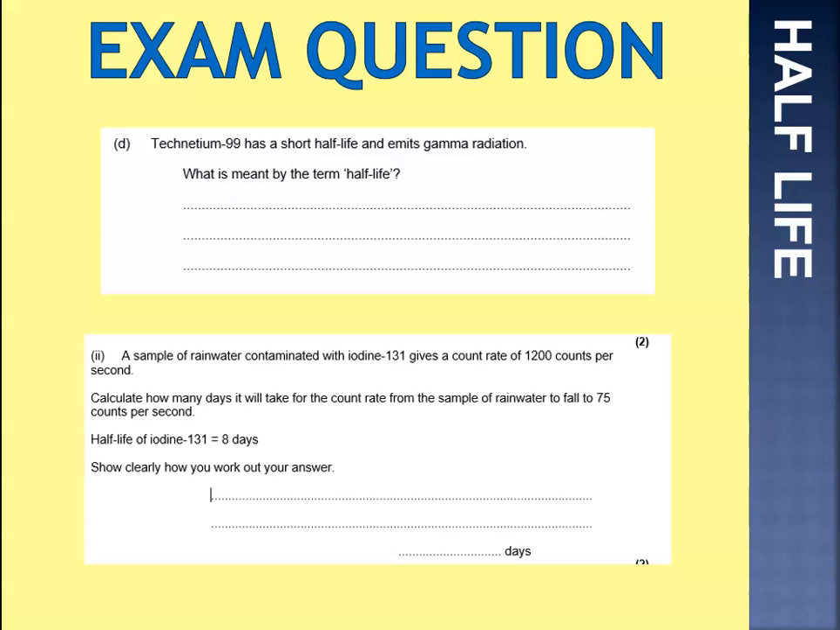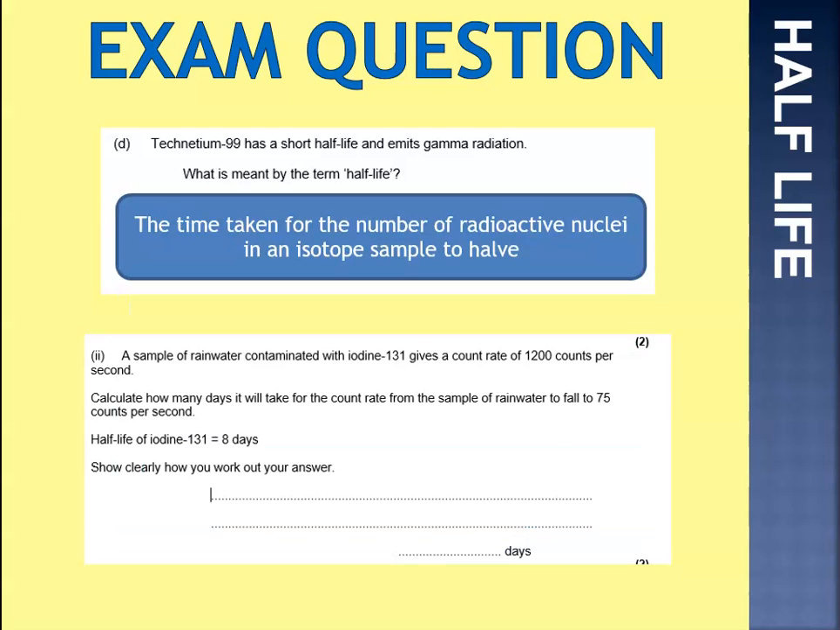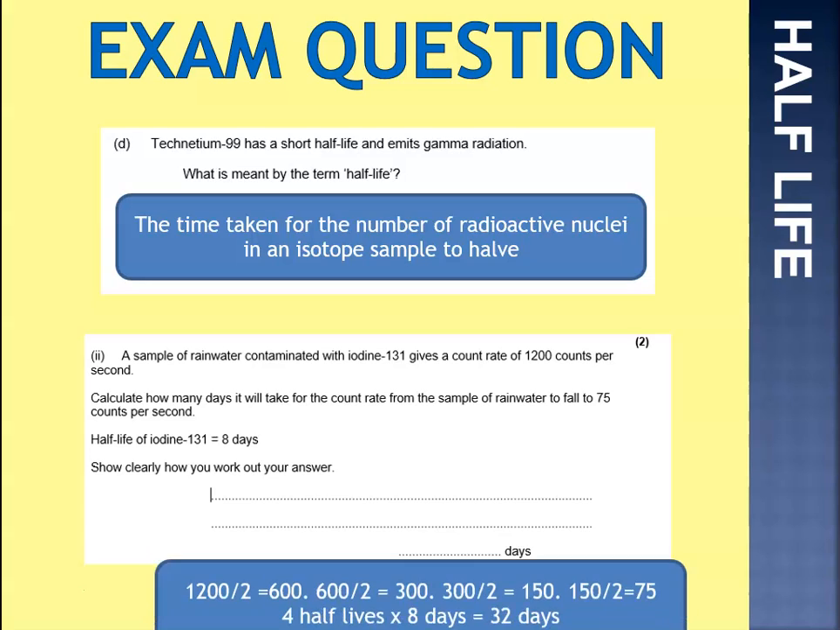Okay, answers for this one. Question 1. Technetium has got a short half-life and emits gamma radiation. Half-life is the time taken for the number of radioactive nuclei in an isotope sample to halve. Question 2. How many days will it take for it to fall?